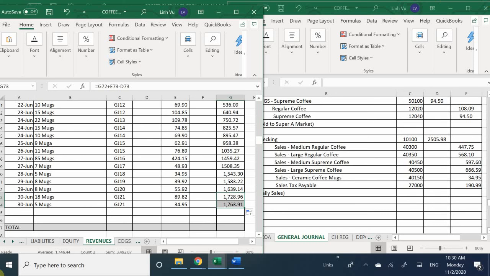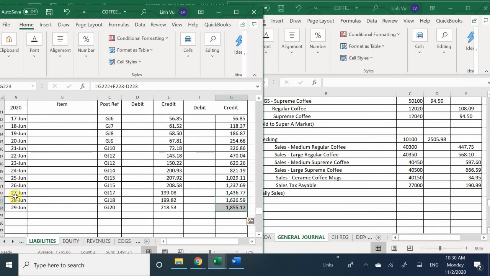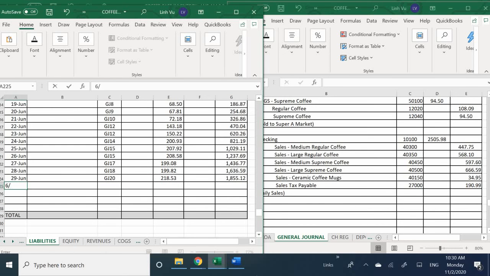Lastly, we have sales tax payable. So let's go to liabilities, to our sales tax payable. So Talia, how much tax did I charge? 190.99. Yes, right. So 190.99. If I started with 1,855.12, what's my new grand total? 2,046.11. Perfect. Okay. Good.